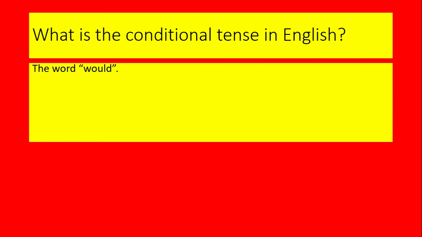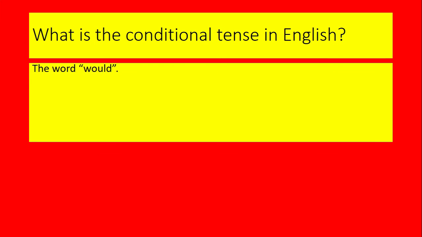So the conditional tense is basically the word would. If I was rich, I would resign as a teacher. The reason it's called the conditional tense is because there's no guarantee there. I'm not saying I will resign, it's I would resign, because there's a condition attached, and that is me being rich. That's why it's called the conditional tense.